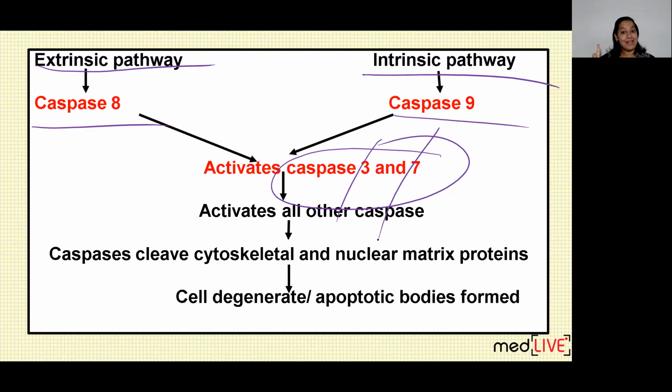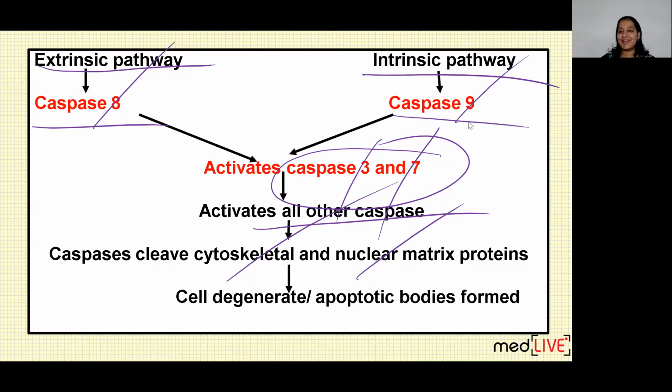The first caspase in the initiation phase of the extrinsic pathway is caspase 8. The first caspase in the initiation phase of the intrinsic pathway is caspase 9. Correct. Once all the caspases get activated, the nuclear and cytoplasmic proteins of the cell get degraded and the cell dies. Finally, phagocytosis of the cell occurs. I hope you understand the mechanism.